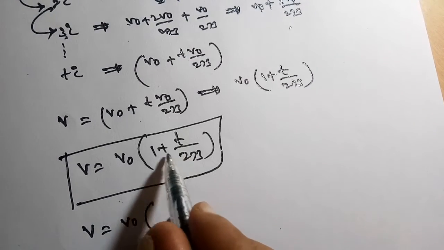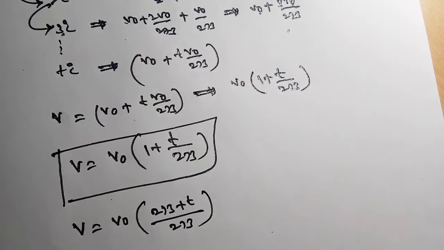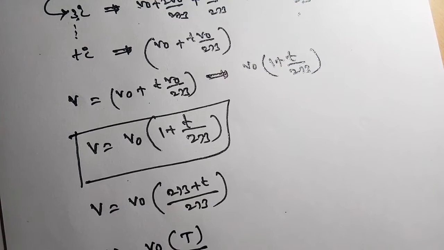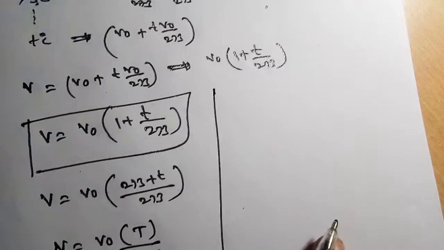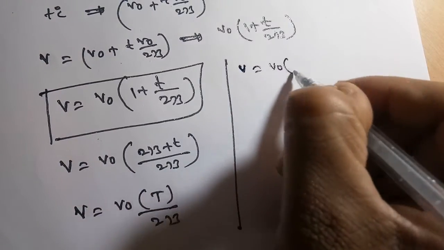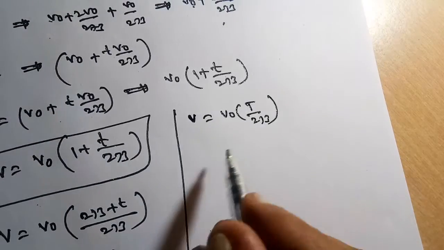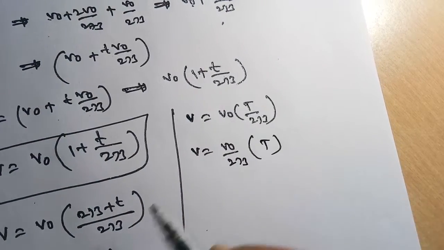Here 273 is the LCM, so we get 273 plus t by 273. Small t is degree centigrade, and 273 plus small t is equal to capital T, the kelvin temperature. So I got V is equal to V0 into T by 273. I am writing this as V is equal to V0 by 273 into T.